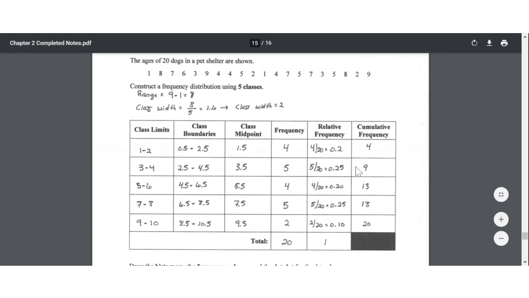And then to find the cumulative frequency of that, I take the frequency of this class and add it to the frequency of the one before. So that's 5 plus 4, which equals 9.